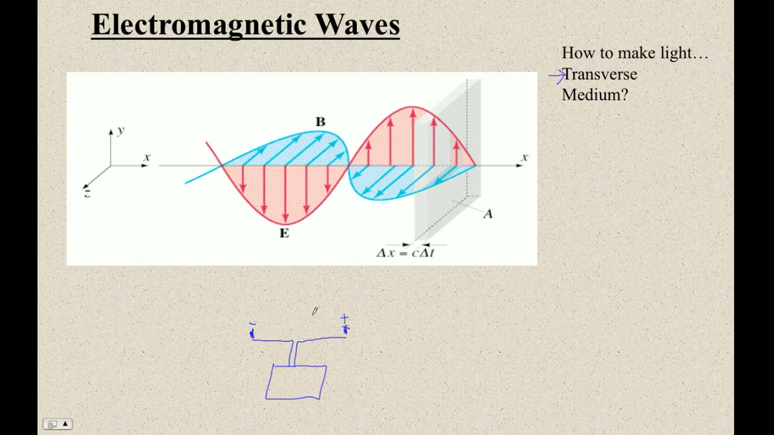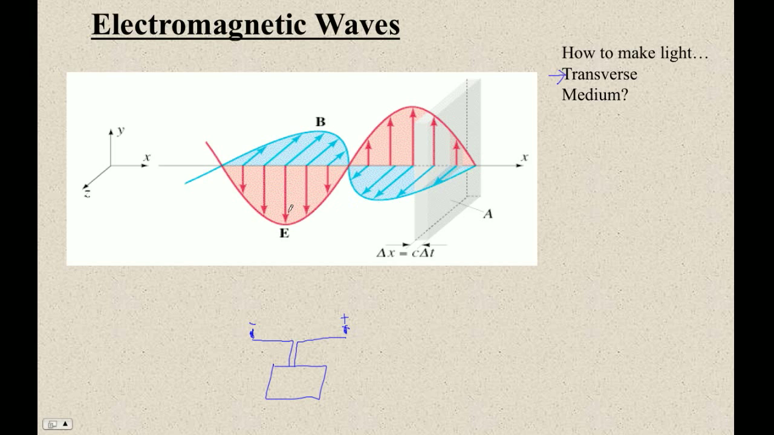And so here's the deal. If we shuffle this charge back and forth from this side to this side, we make this electric field that's changing, and this is what we see here. And this changing electric field creates a magnetic field. The magnetic field creates an electric field. The changing electric field creates the magnetic field. And this goes on forever.